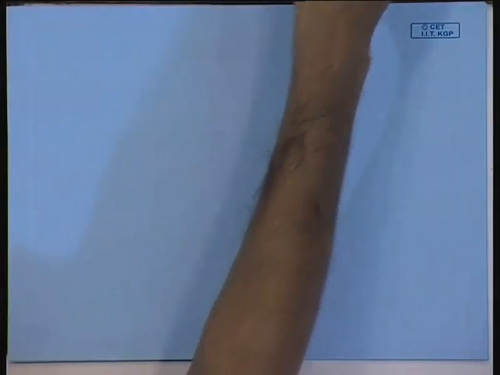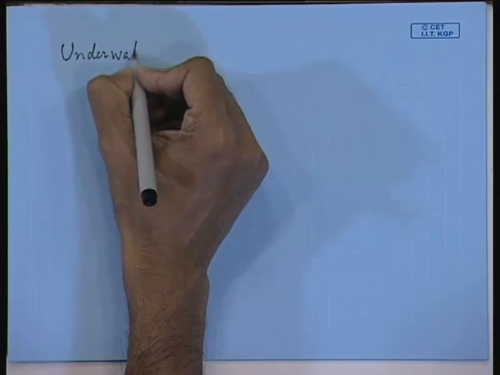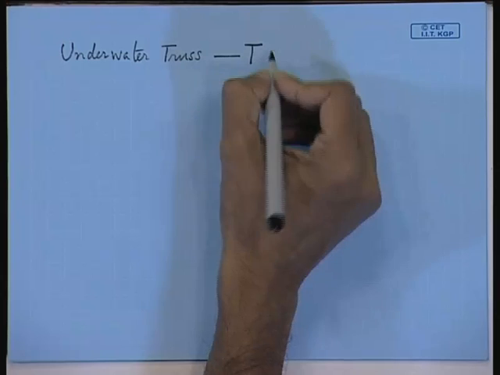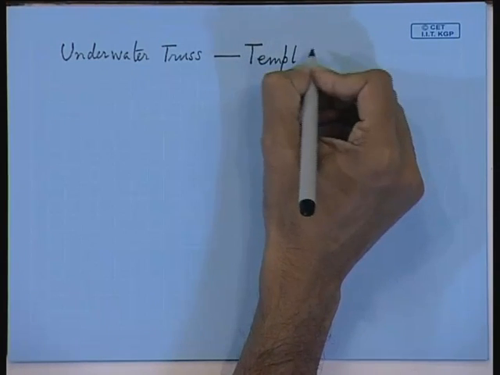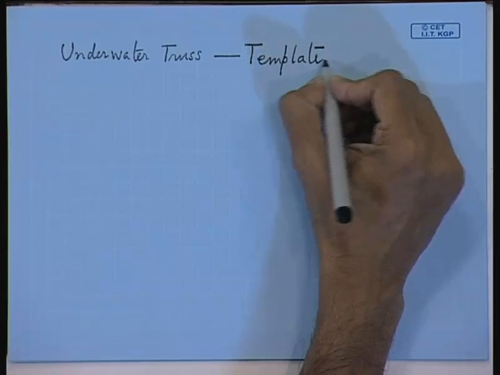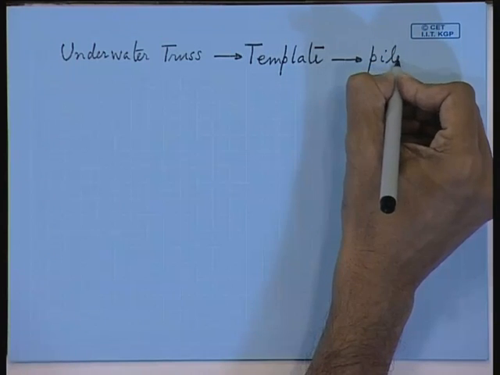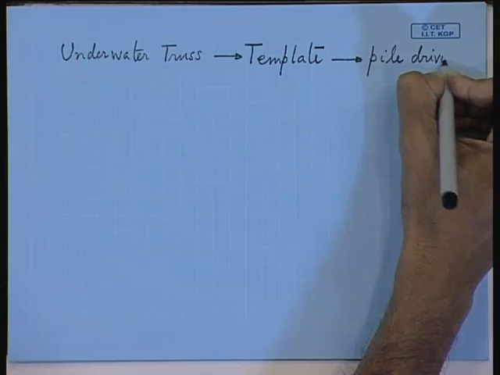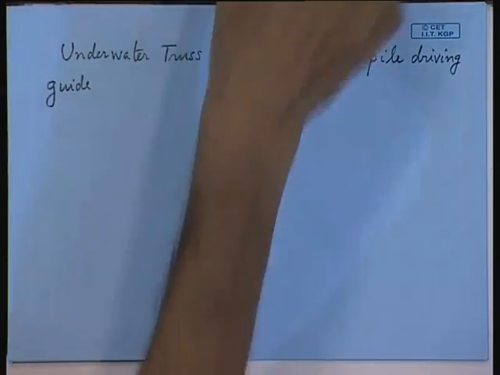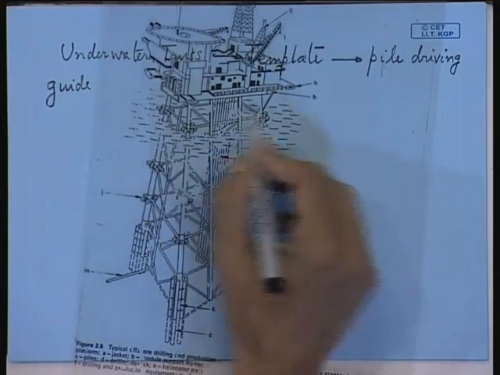Underwater truss is also sometimes called a template. Now, what is the meaning of a template? Template means it is a pile driving guide. Why is it called a pile driving guide? Template is a pile driving guide. You can see from this diagram, the example, this is the underwater truss.